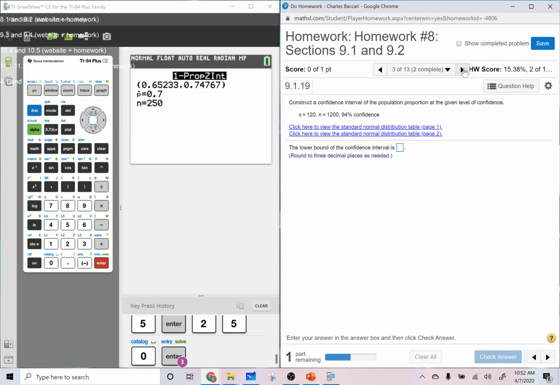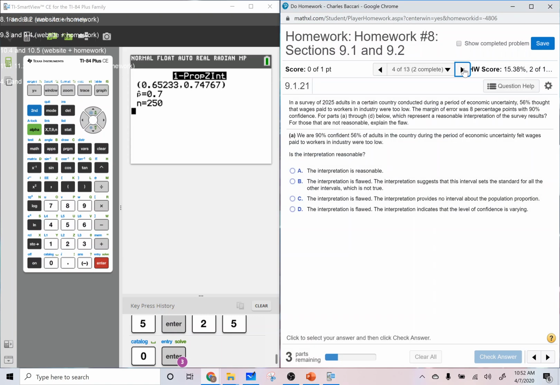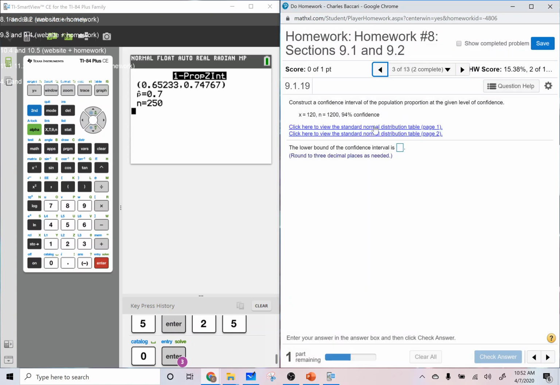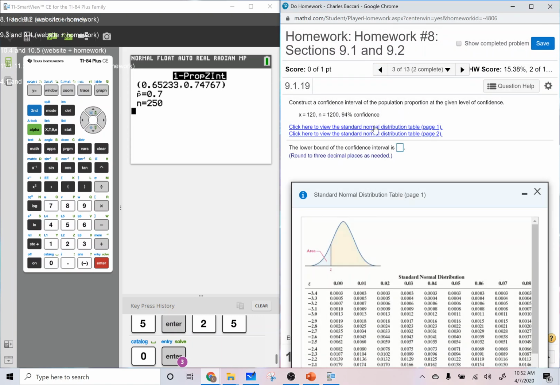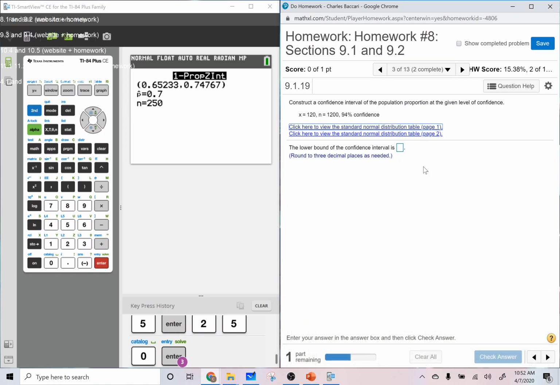Obviously, you can do the next one. Same idea. One thing to note: they give you this. The reason they give you this is because if you don't have a calculator, you should use that, but you can use a calculator and get this rather quickly.